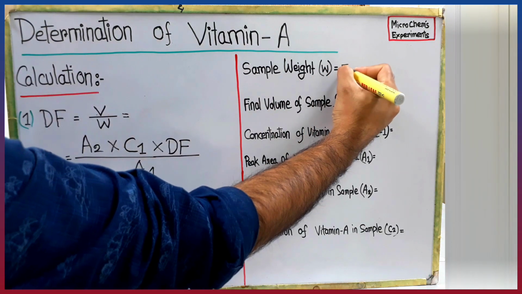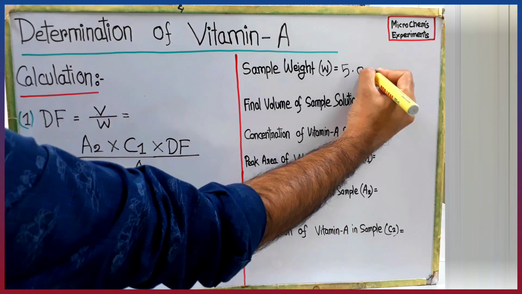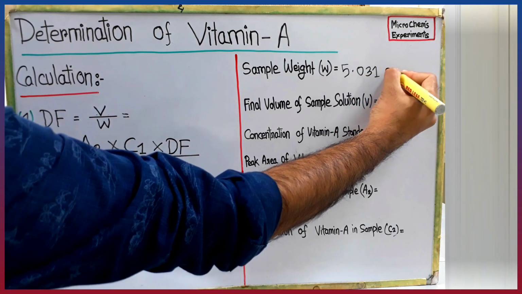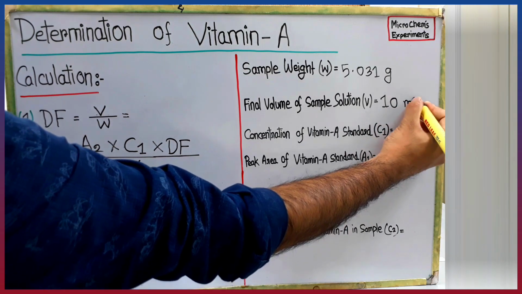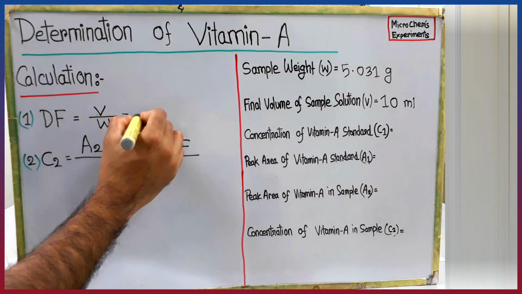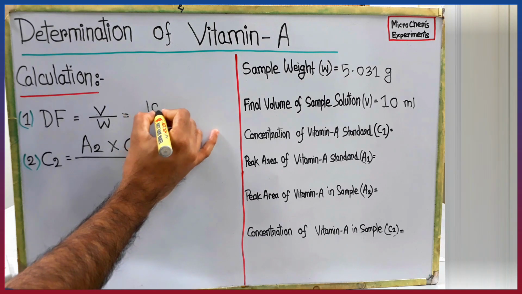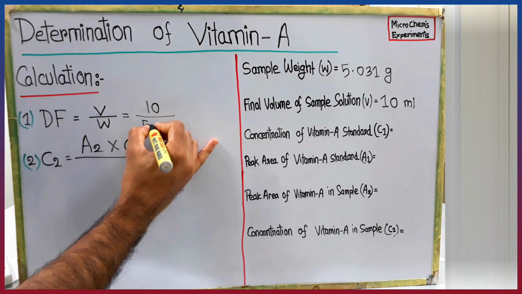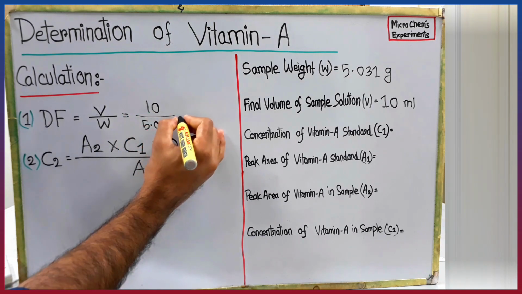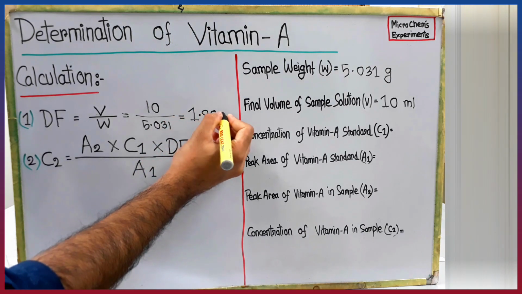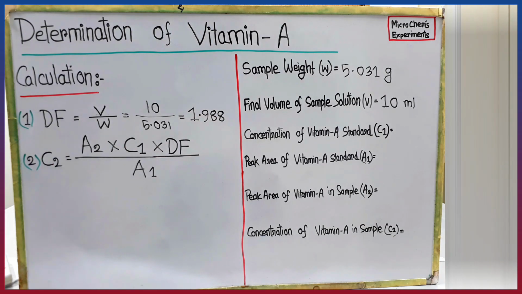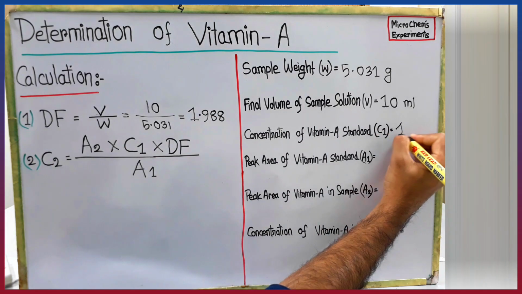Sample weight W is 5.031 grams. Final sample volume V is 10 ml. These two values are imported from the sample preparation video. Let's calculate the dilution factor by solving the equation 1. Now put some values which we have got from the instrument analysis of this video.